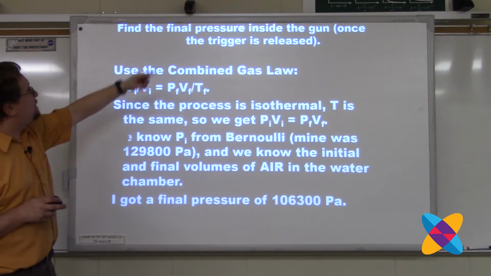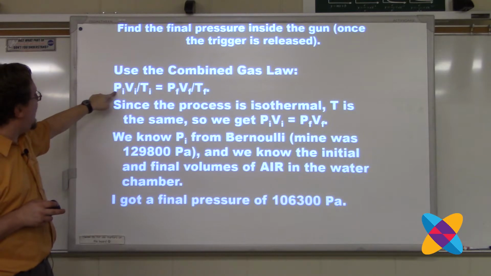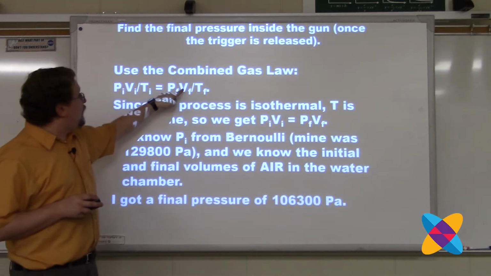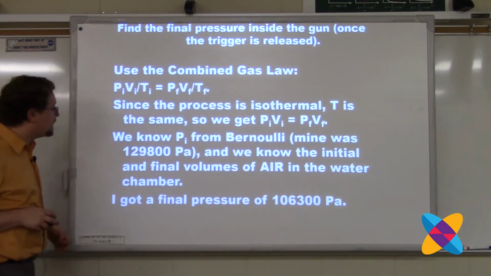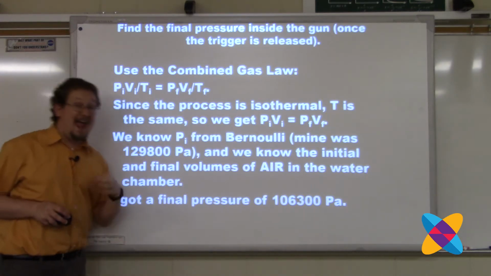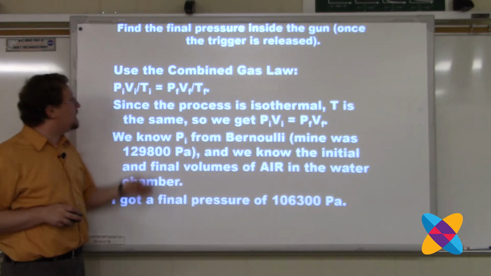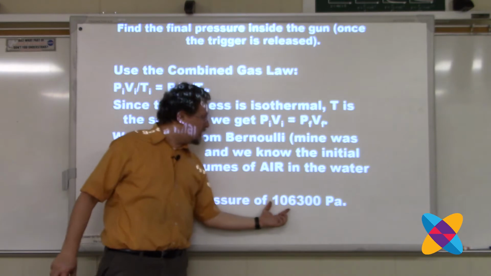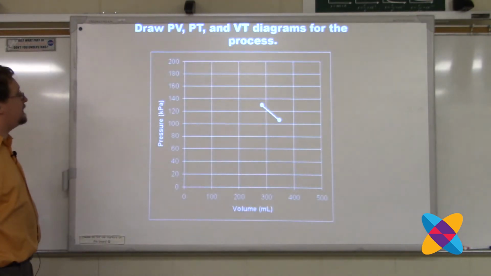How do you find the final pressure? I'm going to use the combined gas law. I know the pressure before firing, the volume of the air before firing, and the volume after firing, and these two temperatures are the same, so knock them out. Do PV equals PV. You know the initial and final air volume. You know the initial air pressure from Bernoulli. Get the final pressure, which for me was almost 1 atmosphere. I almost shot it all the way until it stopped working.